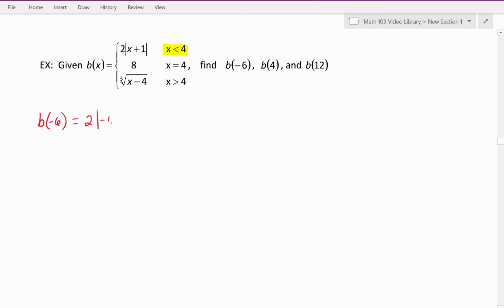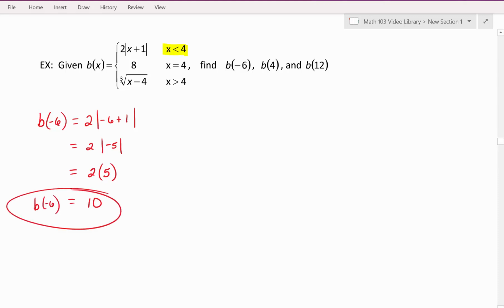2 times the absolute value of -6 plus 1. That's 2 times the absolute value of -5. We know the absolute value of -5 is +5. Be sure to maintain that operation of multiplication. 2 times 5 is 10. So b of -6 is equal to 10.